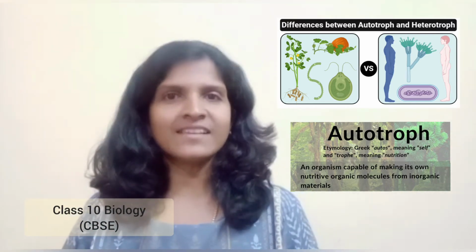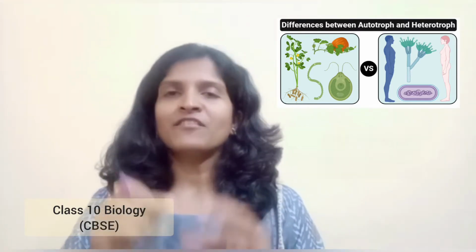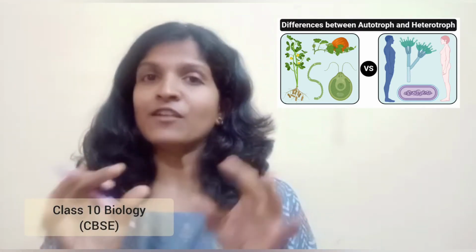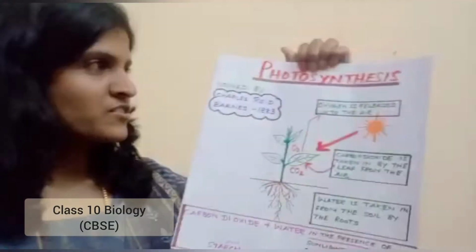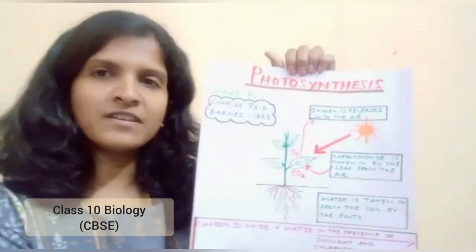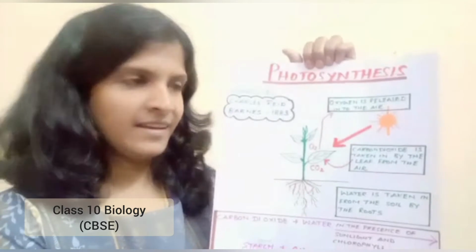How do they synthesize their own food? Through a process called photosynthesis. The word tells us clearly: photo means light, synthesis means to put together. This is the photosynthesis structure. The term was first coined by Charles in the year 1883.